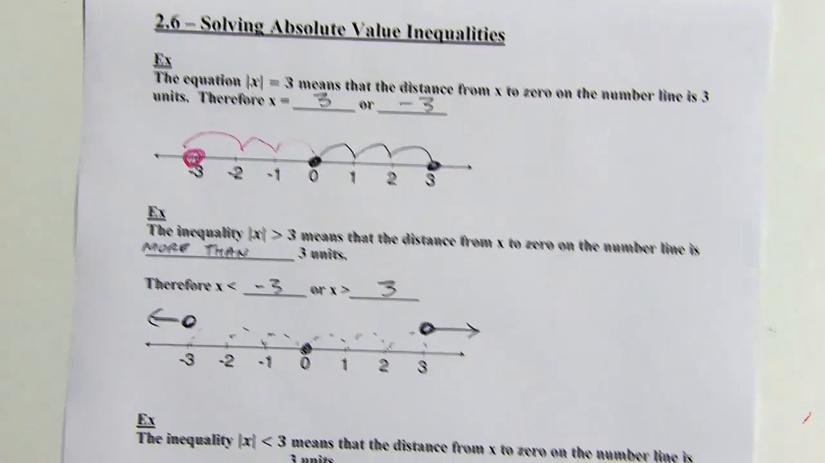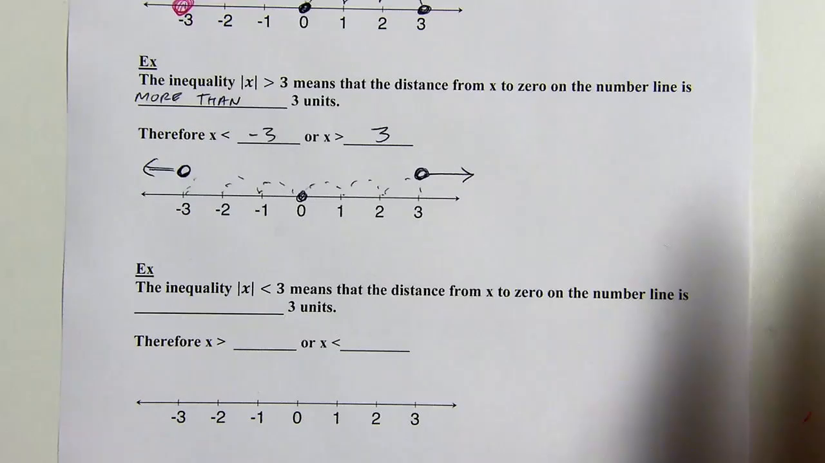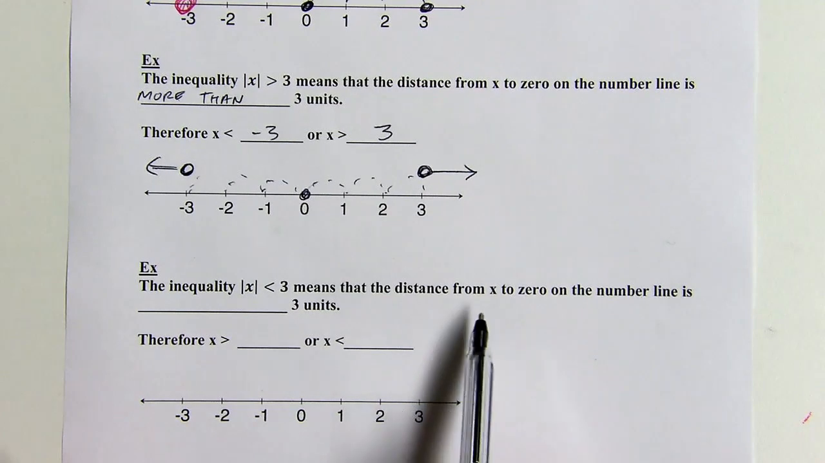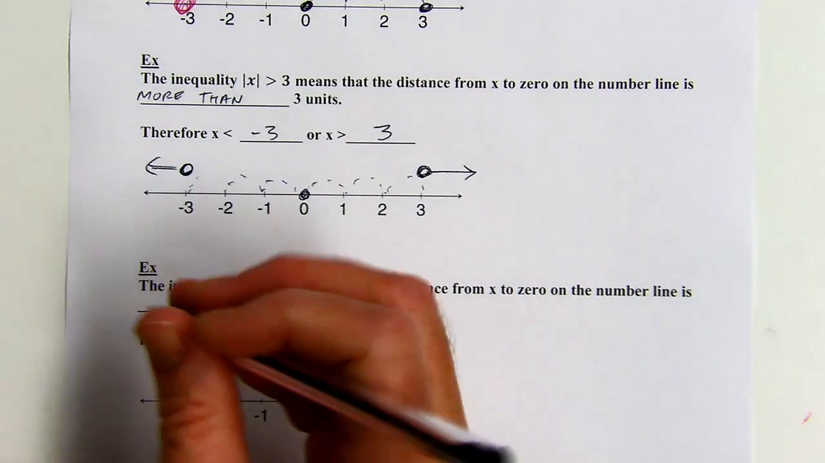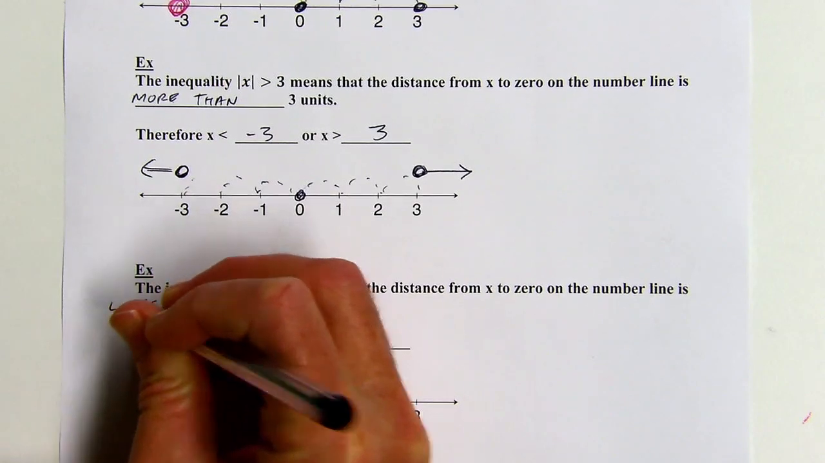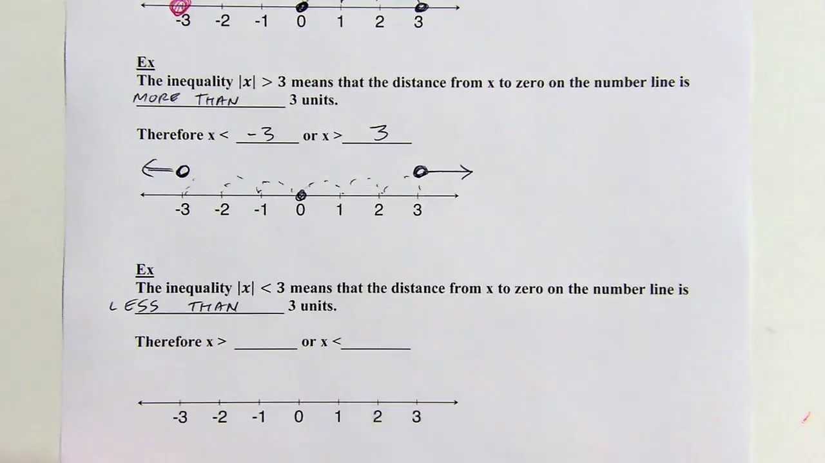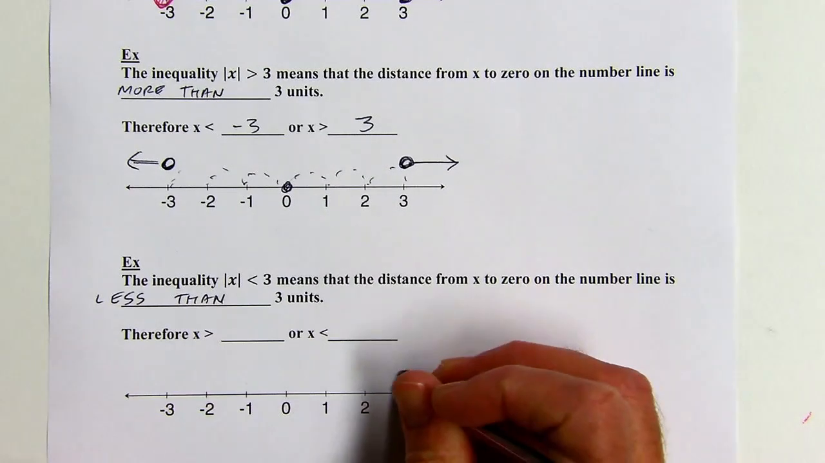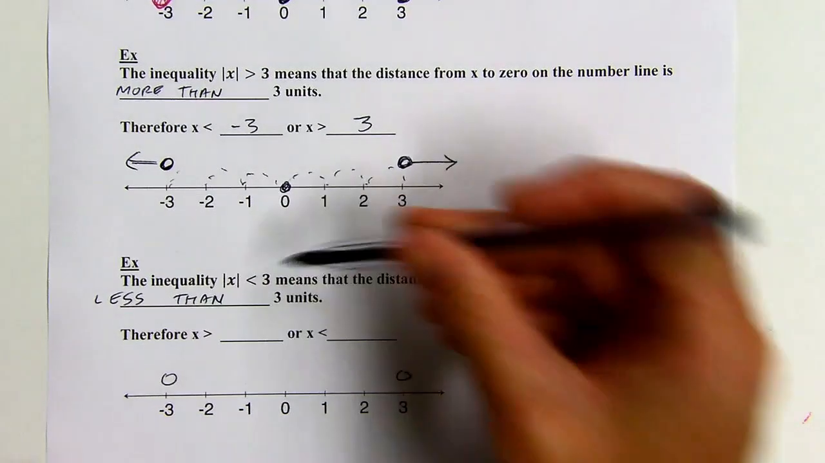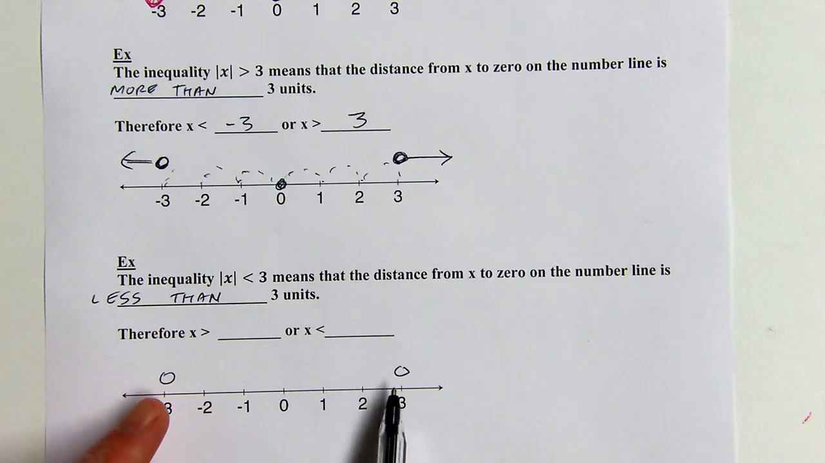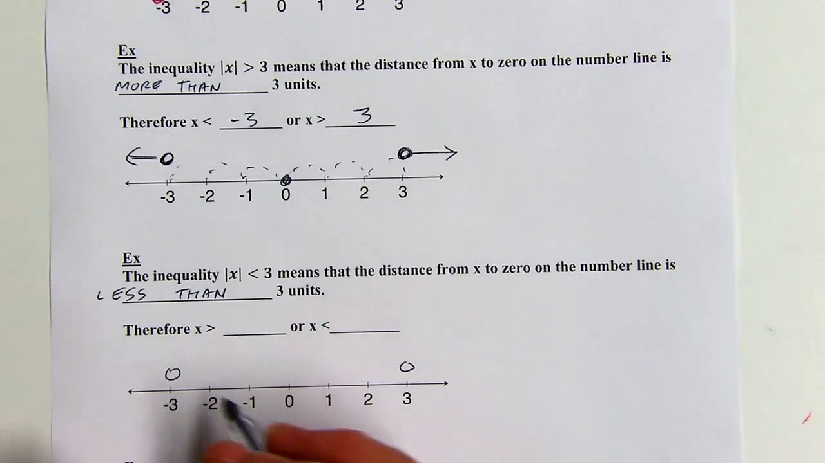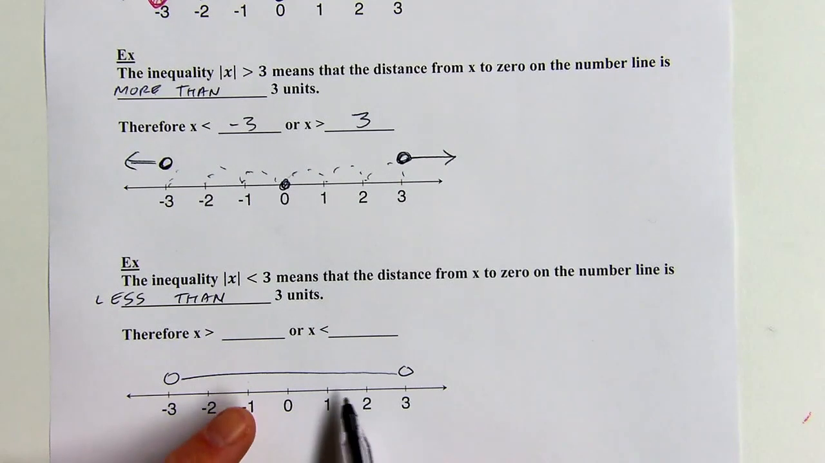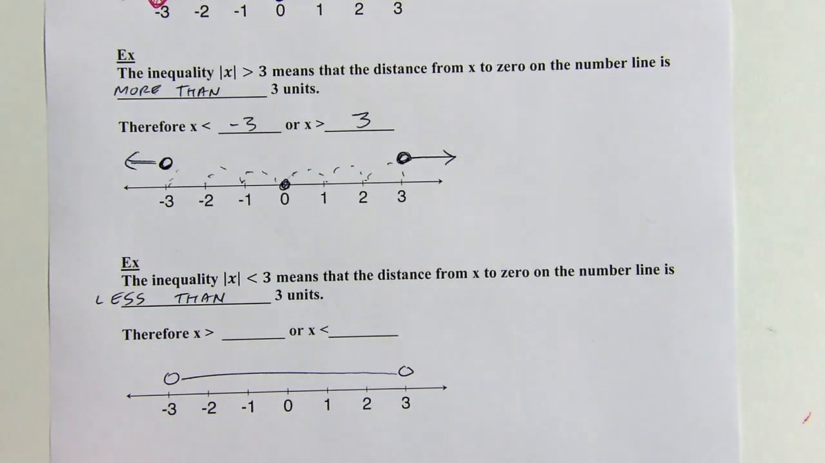All right, let's take a look at another one. Now we've got the absolute value of x is less than 3. That means the distance from x to 0 on the number line is less than 3 units. I'm again going to have my dividing points at 3 and negative 3, and they're going to be open dots because those points aren't included. But I need numbers less than 3 units away from 0, and those would all be in this region. All of those numbers, 1, 2, or any of those decimals or fractions that are in there, are going to be less than 3 units away from 0.